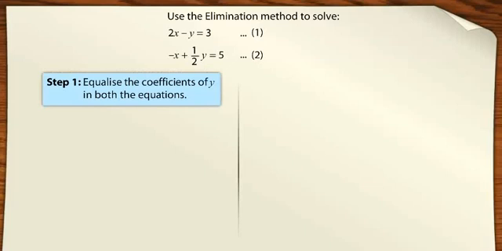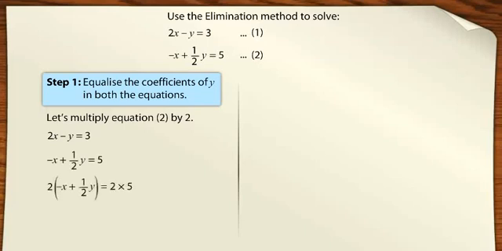First, we have to equalize the coefficients of y in both equations. This will help us eliminate the variable y from both equations. Since the coefficient of y in the first equation is 1, we multiply the coefficient of y in the second equation, which is half, by 2. We now have the same coefficient for y in both equations.